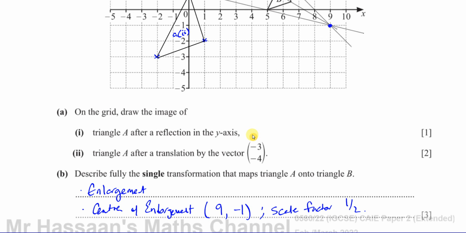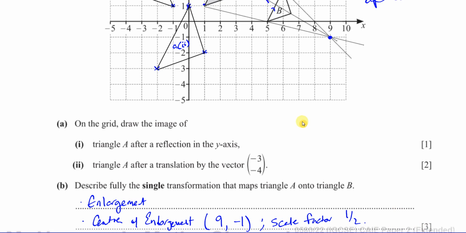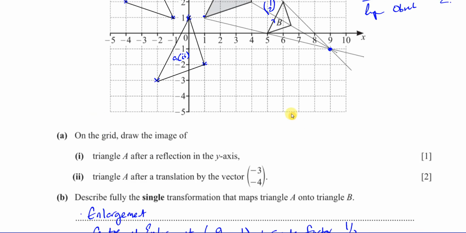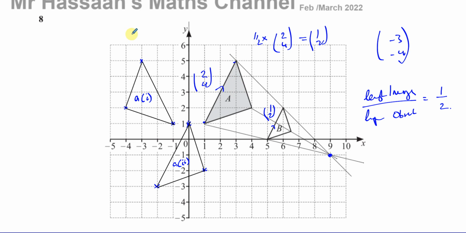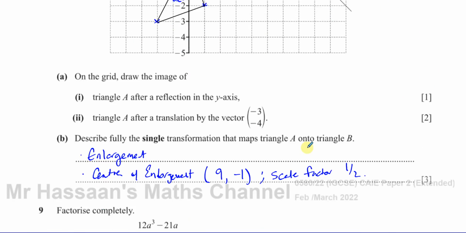If you just say enlargement, you won't get the full marks. If you just give the center, you will get 2 marks, 1 for enlargement and 1 for center. You must also mention the scale factor to get all 3 marks. So the scale factor is a half. If the image was bigger than the object, then it would be a scale factor of 2.